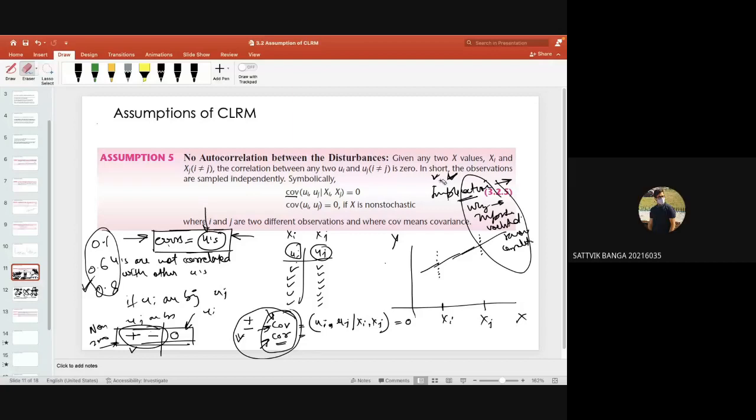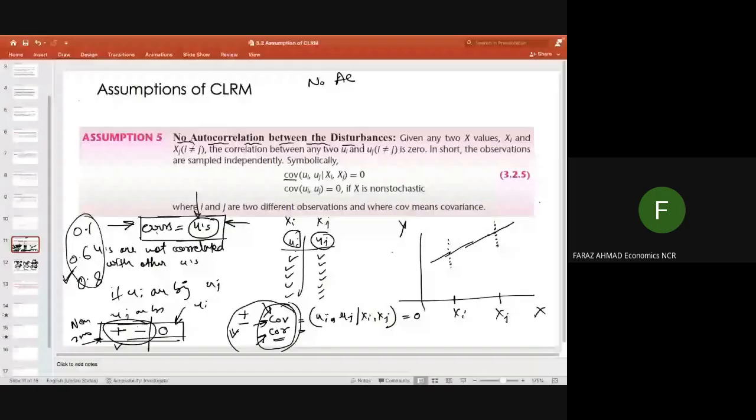Basically I got the meaning of autocorrelation. But what is the meaning of no autocorrelation between the disturbances? What does this mean? I wanted to know that. Okay, so that means this is everything that we have in assumption 5, right? That's the gist of everything.